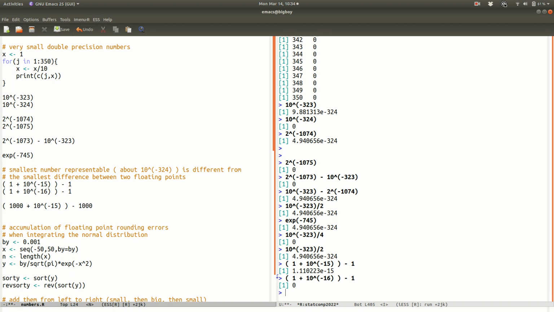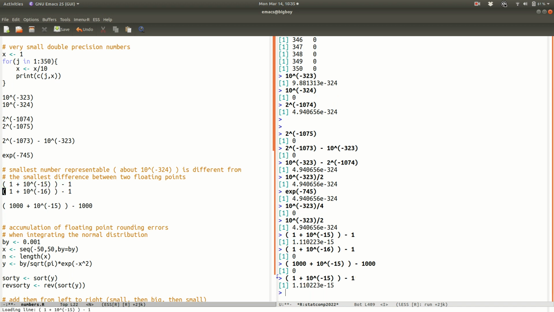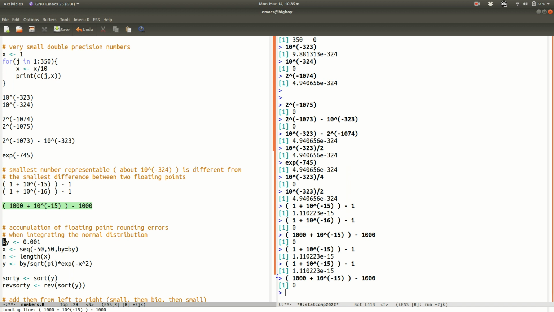So this I'm going to claim is going to evaluate to 0, and it does, which means that the gradation between floating point numbers around 1,000 is larger than the gradation between floating point numbers around 1, because the system can distinguish between these two numbers, but not between those two numbers. Okay, so that's an important thing to remember.